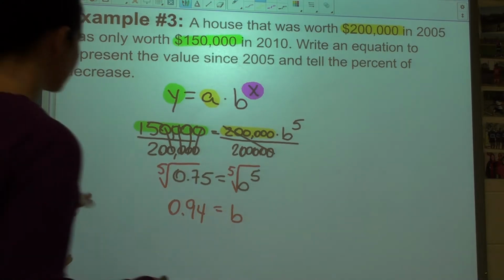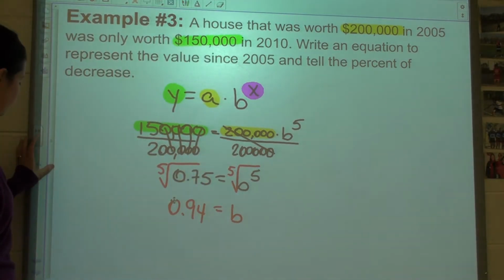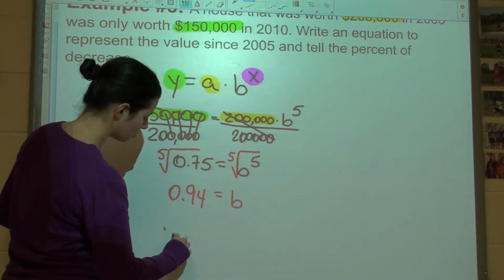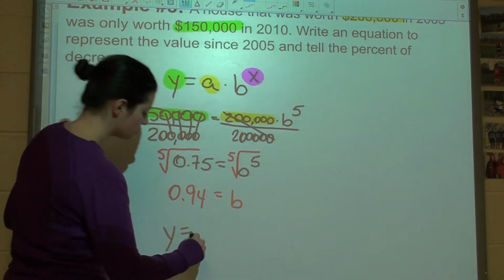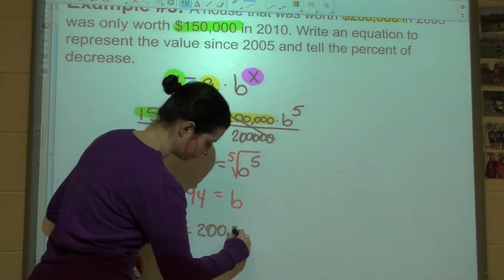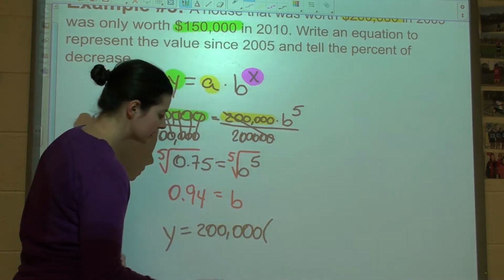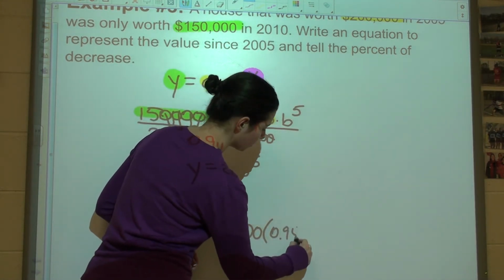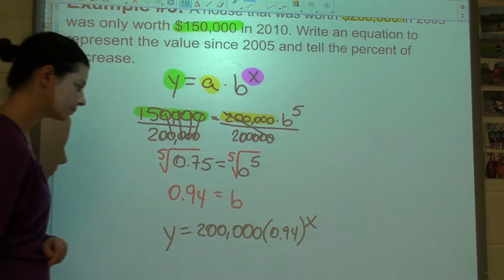So now my equation is nice and easy. We've got y equals 200,000 times 0.94 to the x power.